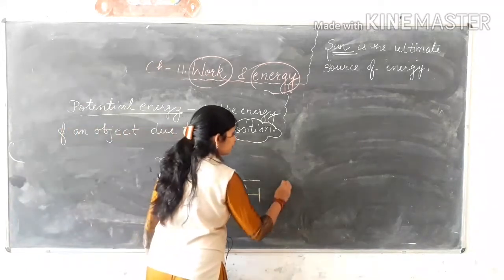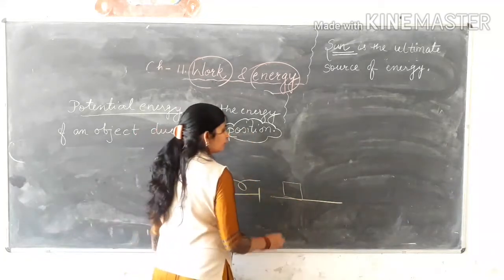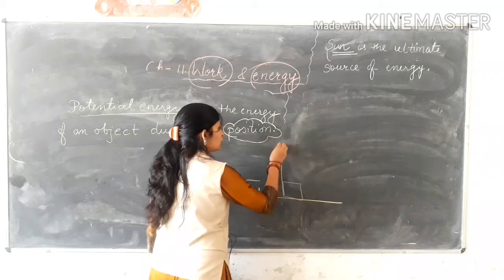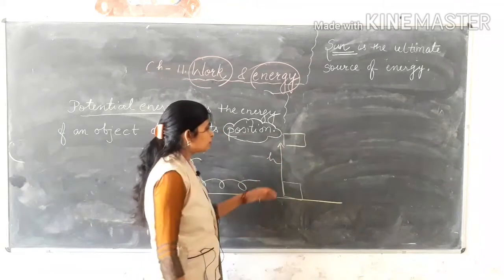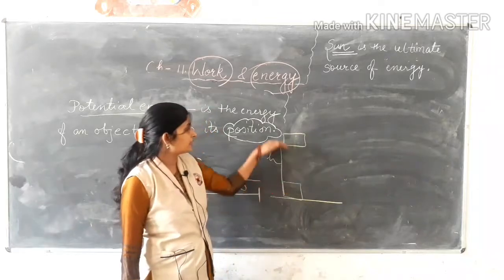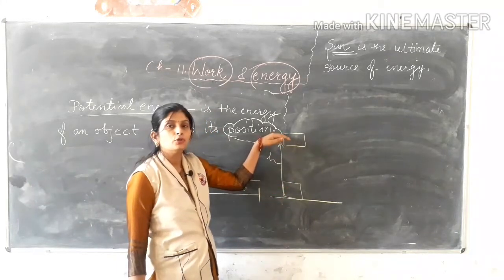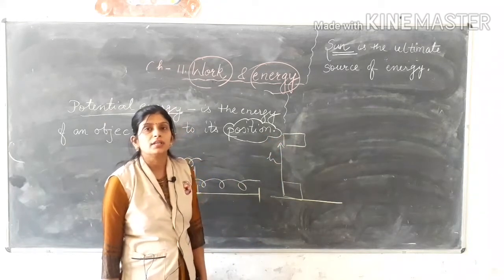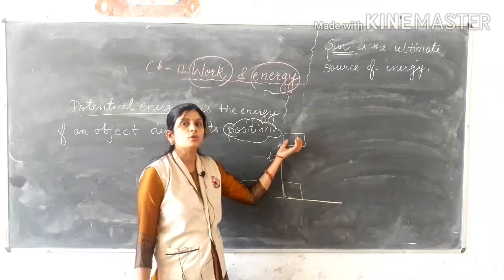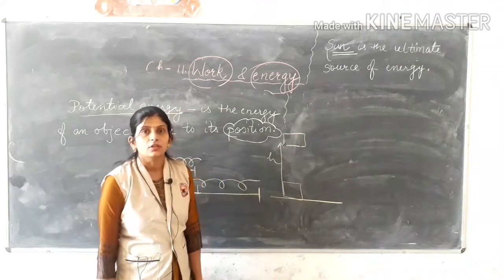Another example, there is an object kept on the ground. Now this object is raised to a certain height. So its position increases vertically. Due to the increase in position, due to higher position or height, it acquires potential energy. Now this object at a height has potential energy.